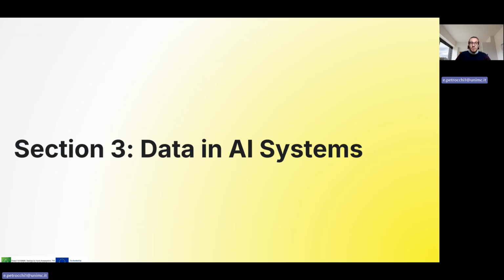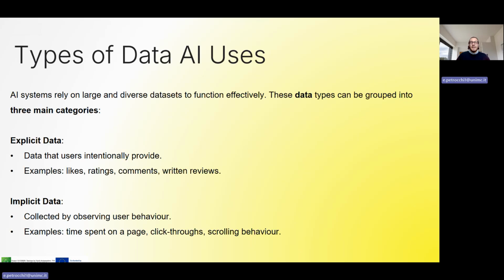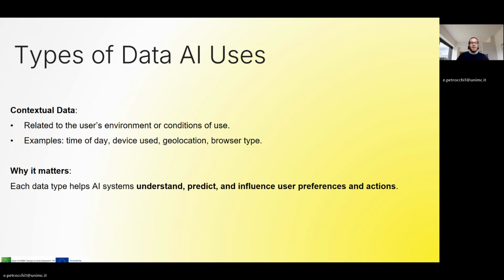This brings us to section 3, which relates to the analysis of data, or generally, what kind of data AI uses. And this data can be classified into 3 main categories: explicit data, data that users intentionally provide, such as likes, ratings, comments, and written reviews; implicit data, which are collected by observing user behaviors, for example the time spent on a page or the scrolling behavior; and the third type is contextual data, which are related to the user environment or condition of use, such as time of day, device used, geolocation, and browser type. This matters because each data type helps AI systems understand, predict, and influence user preferences and actions.